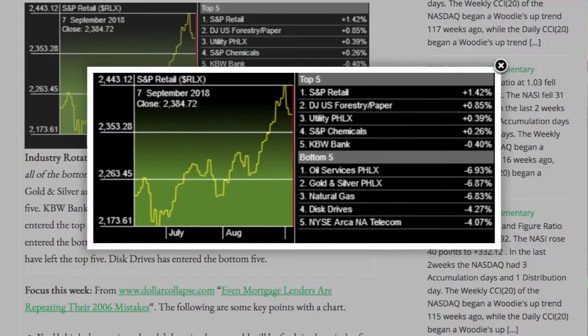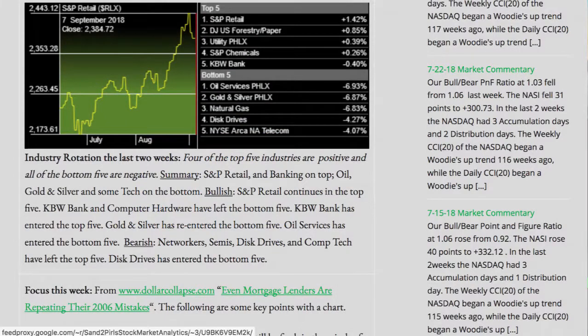Industry rotation the last 2 weeks. 4 of the top 5 industries are positive, and all of the bottom 5 are negative. Summary: S&P retail and banking on top. Oil, gold and silver, and some tech on the bottom.